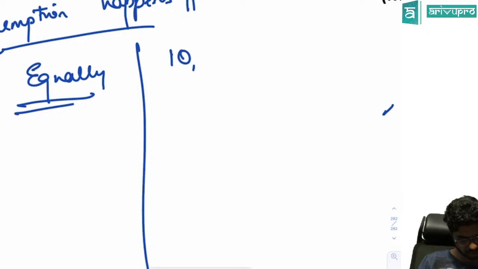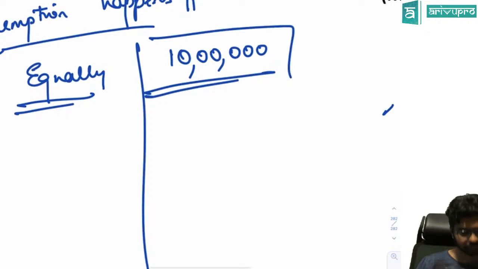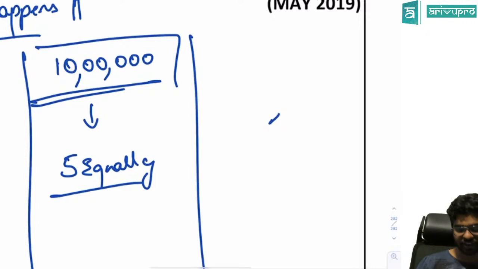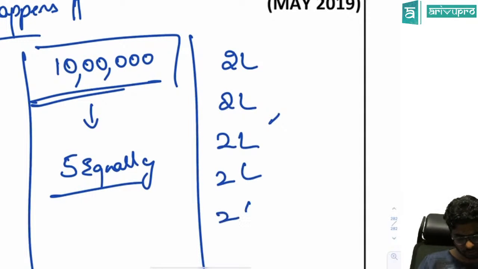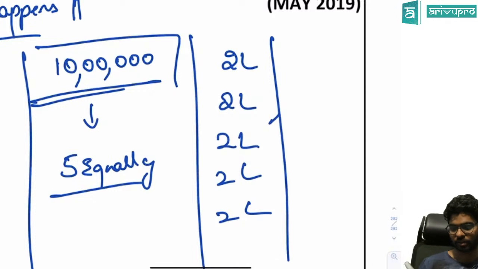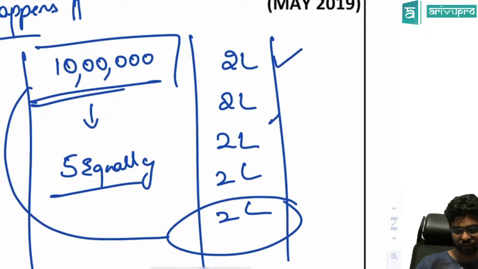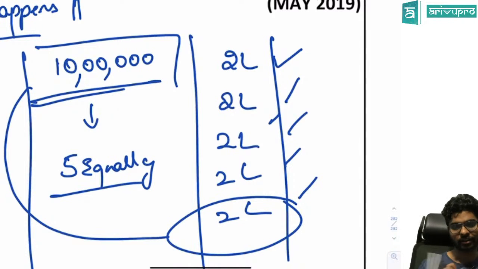Let's say you have 10 lakh. When they say debentures are redeemed equally over 5 years, that means every year you'll be paying 2 lakhs, 2 lakhs, 2 lakhs, 2 lakhs, 2 lakhs. Are you clear? In the previous question, the entire amount was paid in the fifth year. Here you are going to be redeeming 2 lakhs every year end. Are you clear?